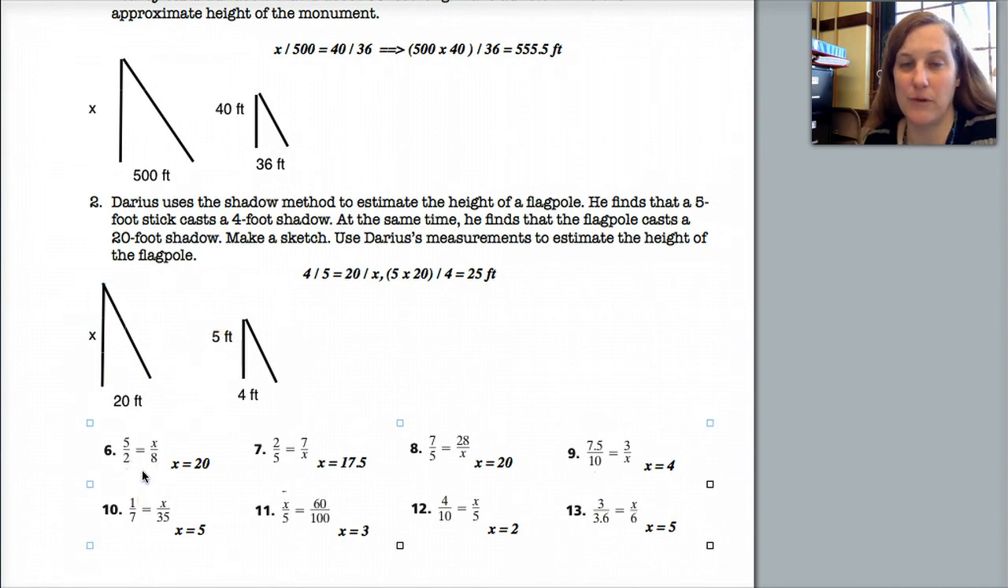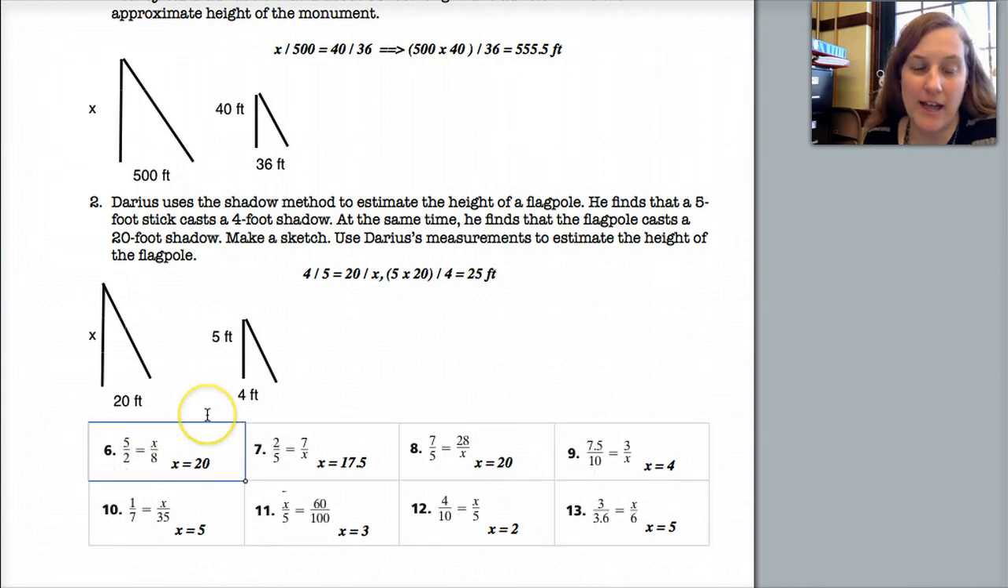These last ones that I threw in here, 6 through 13, I included them because they're good cross multiplication ones. So you can use equivalent fractions or you can use cross multiplication. So here, 5 halves equals x over 8. 5 times 8 is 40. 40 divided by 2 is 20. 2 fifths equals 7 over x. 7 times 5 is 35. 35 divided by 2 is 17 and a half.